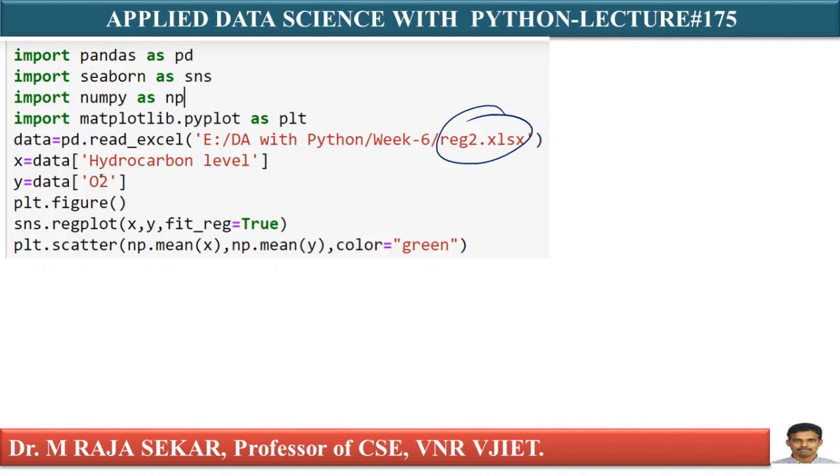Now let me say I am collecting data. Data is my object, a data frame, where I can find the values of this particular Excel file. X equal to data of hydrocarbon level. I am collecting that column's values in X and oxygen values in Y. plt.figure, I discussed a lot on these particular things. sns.regplot. What is this regplot?